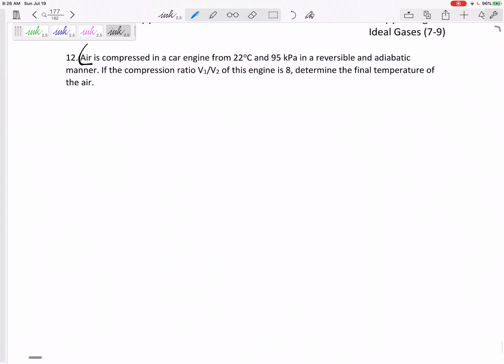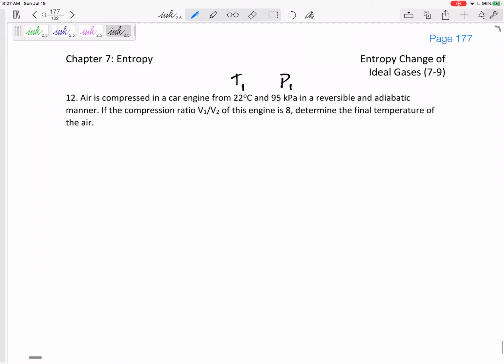All right, air, an ideal gas, is compressed in a car engine from a temperature T1 of 22 degrees C, P1 95 kPa, in a reversible and adiabatic manner. Do you see these two things? If something is reversible and adiabatic, then it is isentropic. That was a clever way of them telling us this is isentropic. Remember, if it has two out of these three things, it is the third. If it's reversible and adiabatic, then it is isentropic.